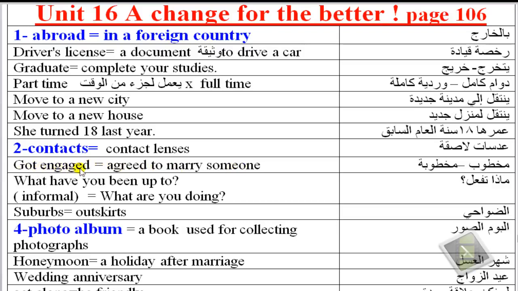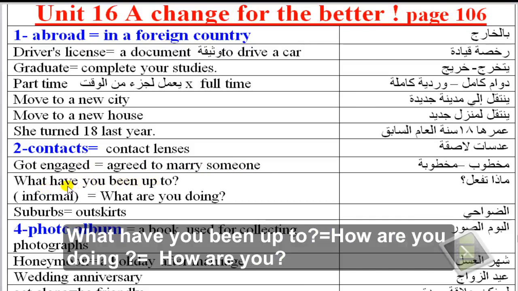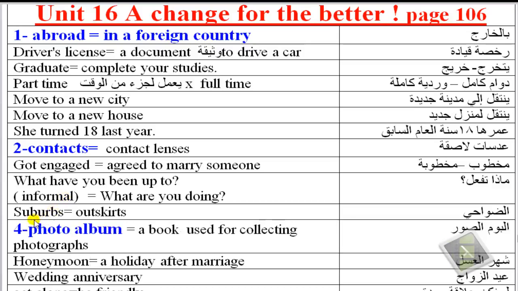What have you been up to? Been, British, American, Ben. What have you been up to? Informal. This is informal. It means for speaking. Suburbs, outskirts.